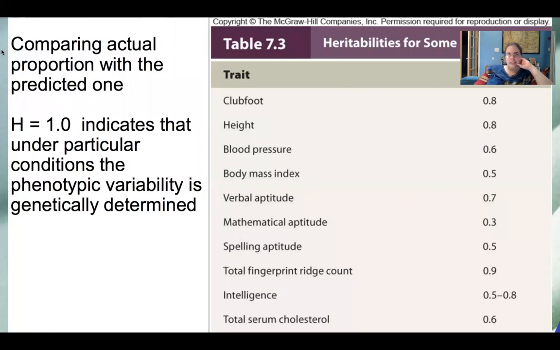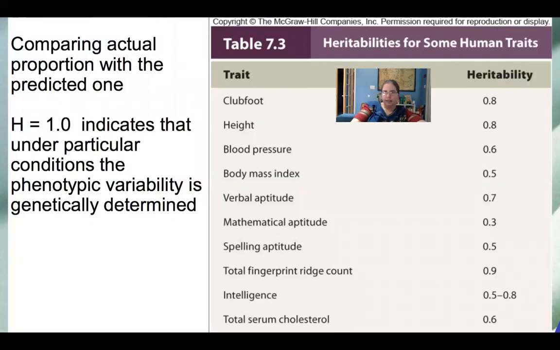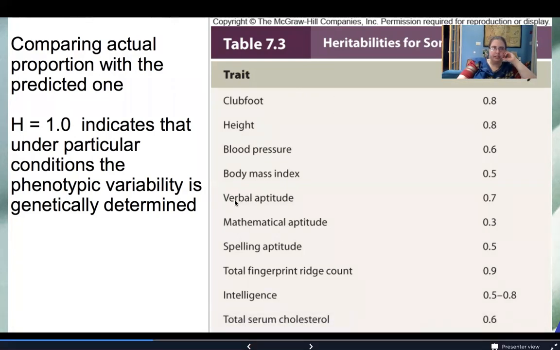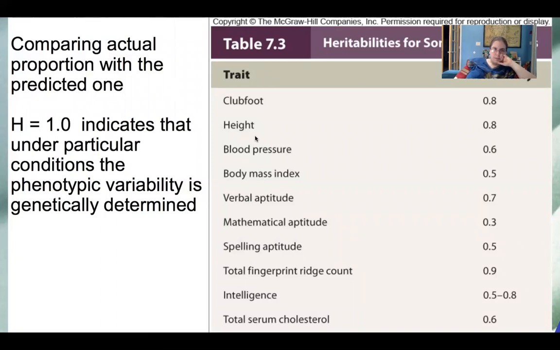So this is just looking at comparing heritabilities. So if you want to see the entire thing, heritabilities for some human traits. So this is a trait. These are the heritabilities. Now, specifically, we're looking at the coefficient of relatedness and all that. So we're comparing the actual proportion with the predicted one. The heritability, if it is a 1, it indicates that under particular conditions, the phenotypic variability is genetically determined. So the closer you are to 1, the more genetically controlled it is.